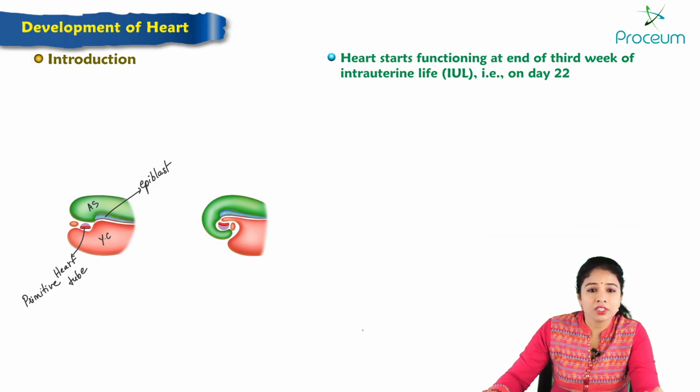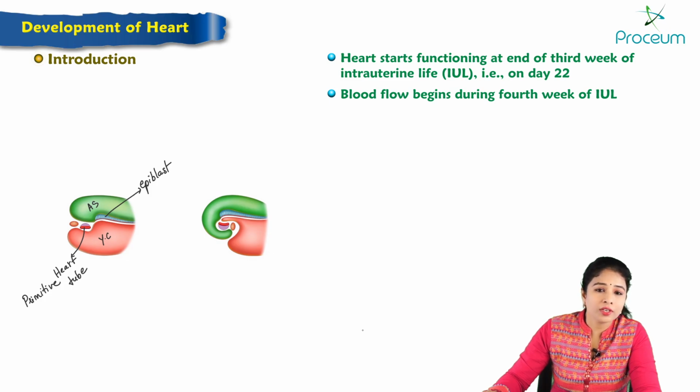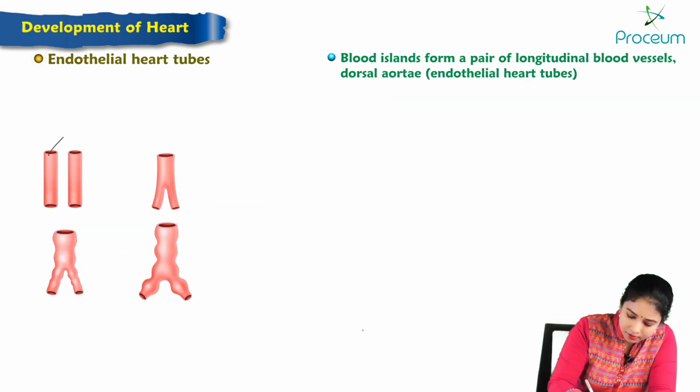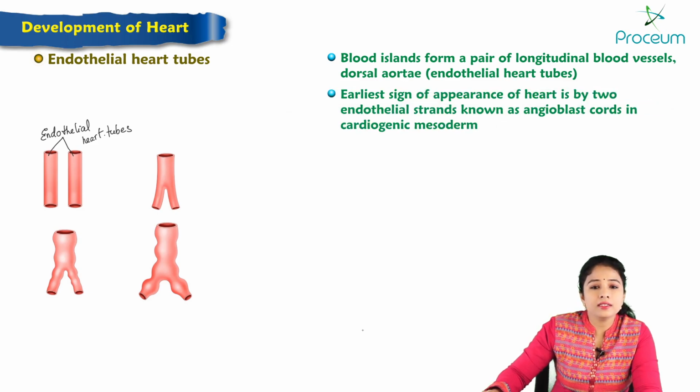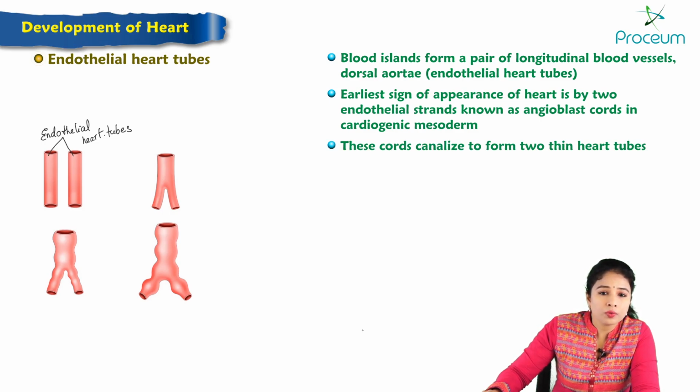The heart starts functioning at the end of the third week of intrauterine life, that is on the 22nd day. The blood flow begins during the fourth week of intrauterine life. The earliest sign of appearance of the heart is two endothelial strands known as angioblast cords in the cardiogenic mesoderm, and these cords canalize to form two thin endothelial heart tubes. What you are seeing are two thin-walled endothelial heart tubes.